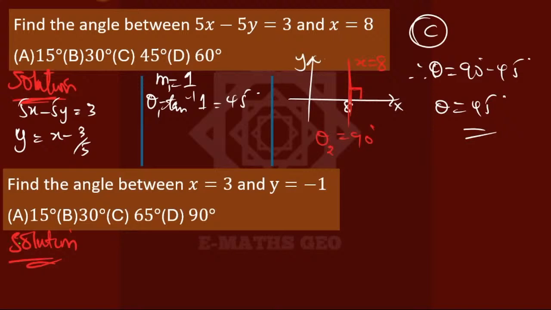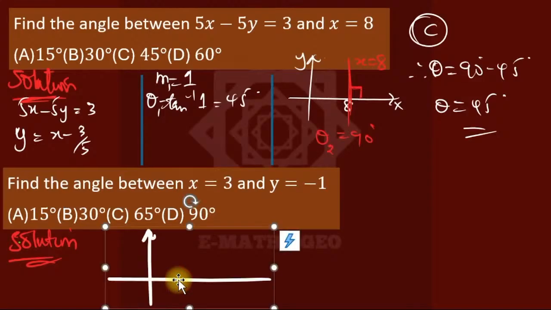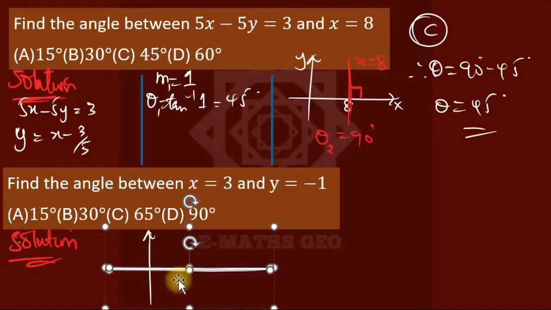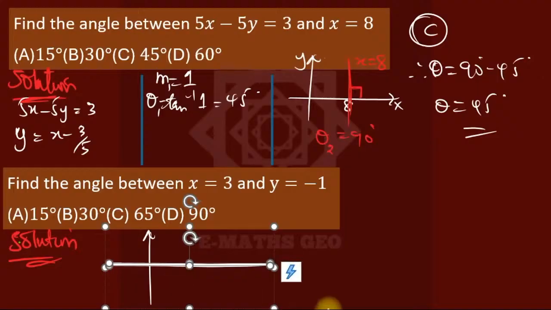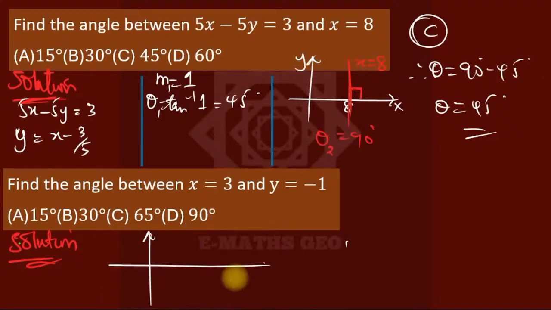For the next one, they said find the angle between this vertical line and the horizontal line. So it's 90, no need of wasting time. But let's just use a diagram. This is my x-axis, and this is my y-axis.